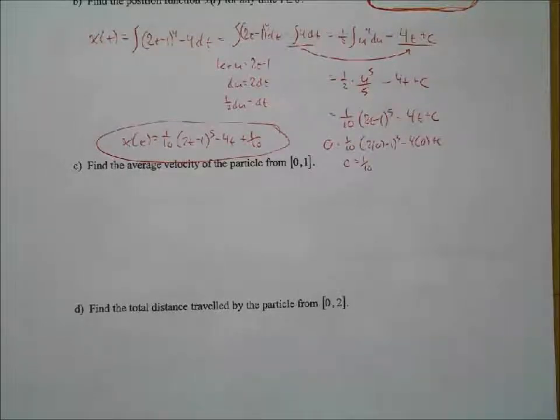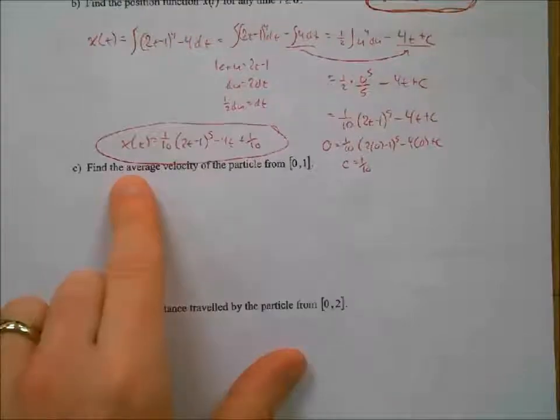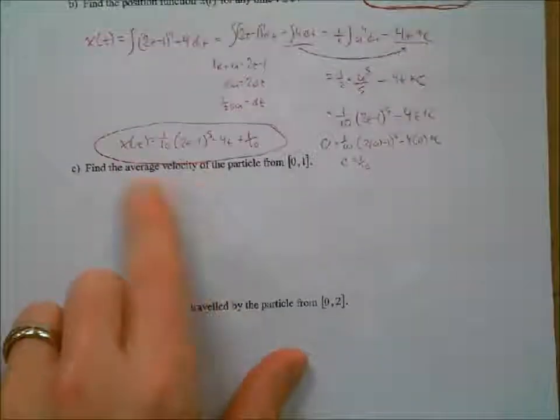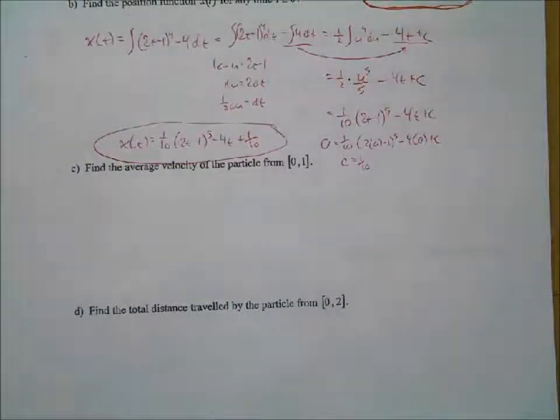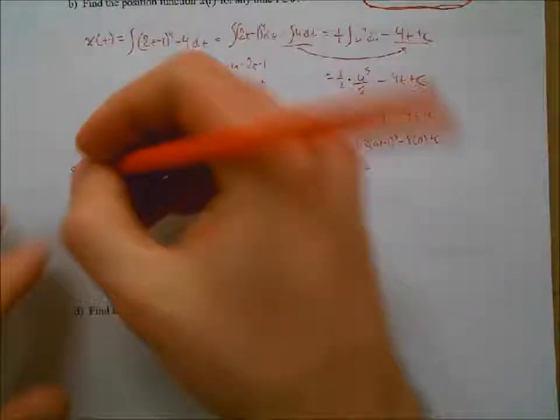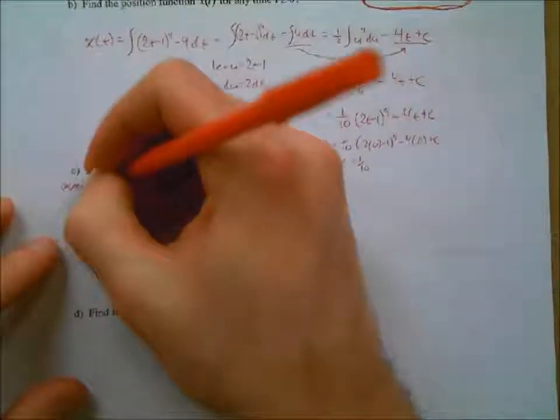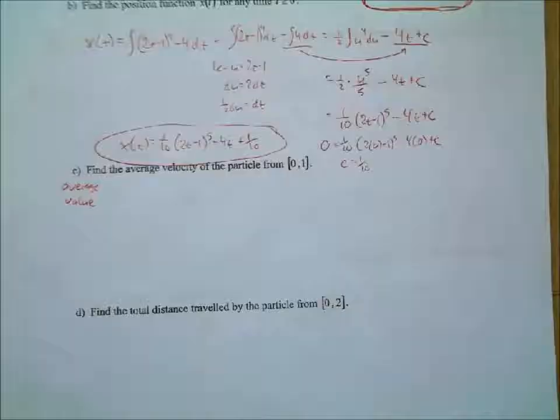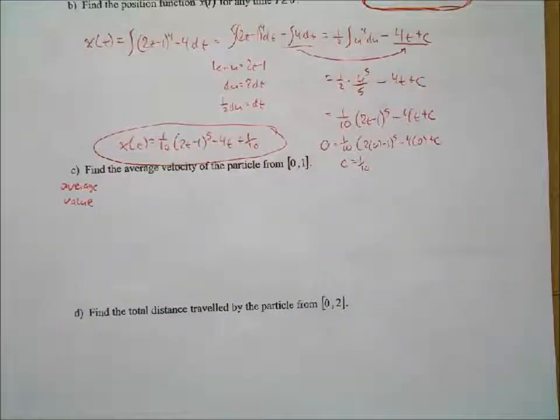Find the average velocity of the particle from 0 to 1. Again, we have two things that allow us to find the average of something. We have the average value. If we wanted to use average value here, what function would we be integrating? If we want to find the average velocity and we want to use the average value idea, what thing are we going to integrate here? What function are we going to integrate?